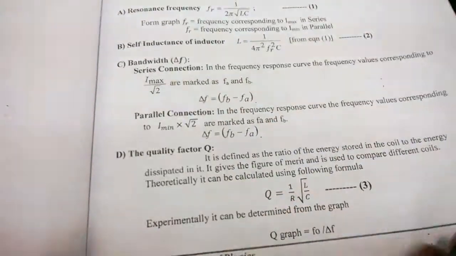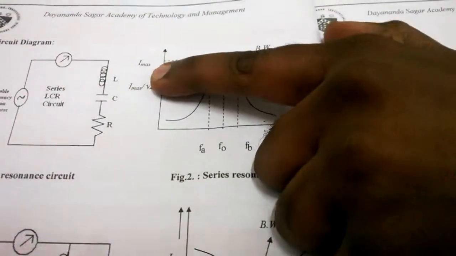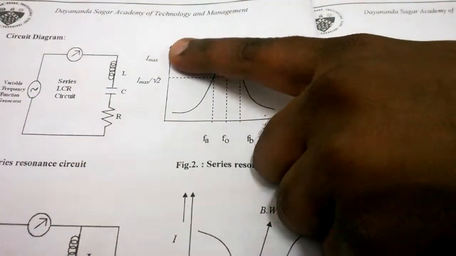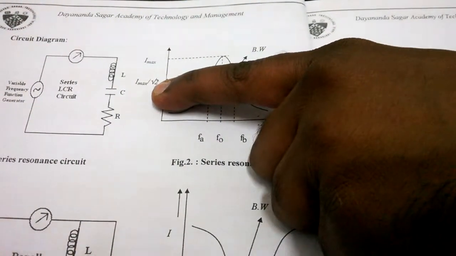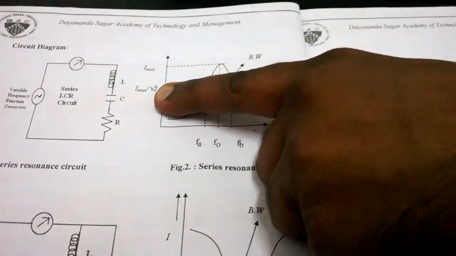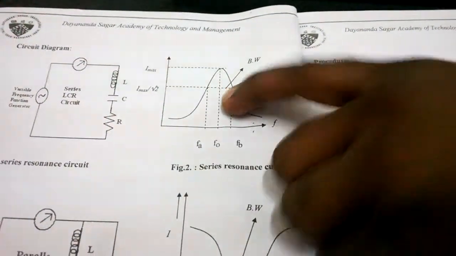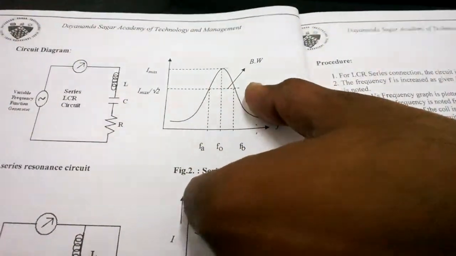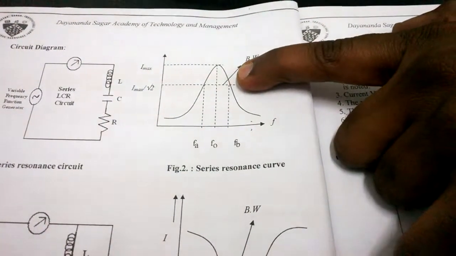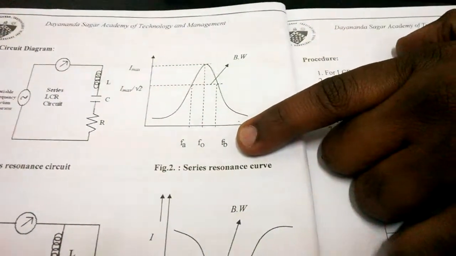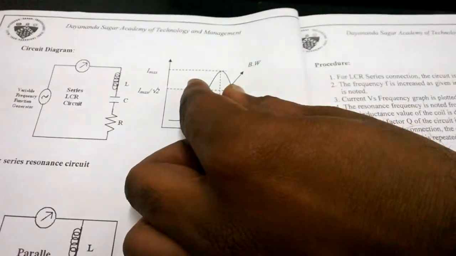What is meant by FB minus FA? If you see this graph, we have I max, and you divide that I max current by square root of 2, you will get a value here. If you draw the line, it will meet the curve at two frequencies. The lower frequency we call FA and the higher frequency we call FB. The difference in the frequencies we call the bandwidth.